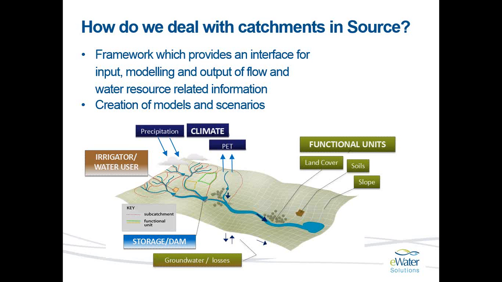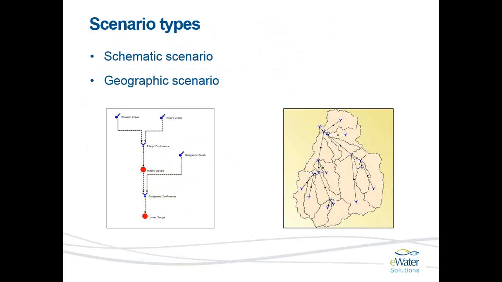Now, Source provides a framework that you can use to represent all of these processes inside your modeling system. Source does this by giving you the option of either a schematic scenario or a geographic scenario. The schematic scenario is generally used to represent the water management elements and used to make operational decisions. The geographic scenario, on the other hand, is designed around catchments. And this is what we will be speaking about this morning, and how we apply our rainfall runoff models to simulate flow in these catchments.